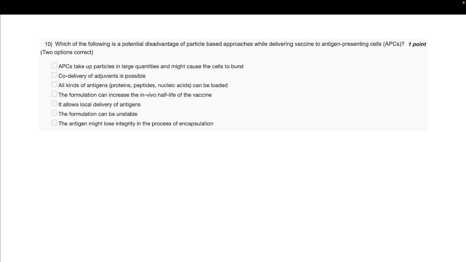Okay, no one? Then let's look at the answer. The correct answer is the last 2 options. The formulation can be unstable, or the antigen might lose integrity in the process of encapsulation. Since this is a vaccine, the vaccine could be anything. It can be a protein or it can be a DNA.